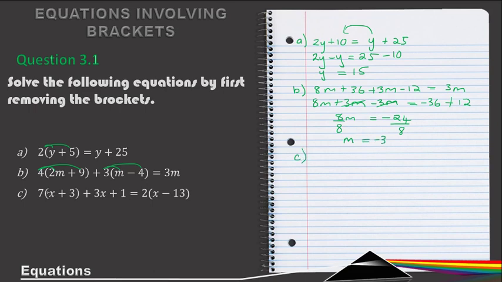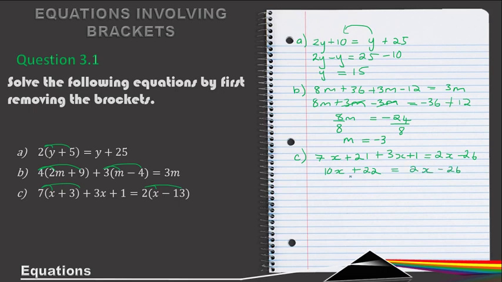C. So once again, multiply your brackets out before you do anything else. So that's 7x plus 21 plus 3x plus 1 equal to 2x minus 26. Okay. So let's just, for this one, add our like terms before we take anything over. So 7x plus 3x gives me 10x. 21 plus 1 gives me 22 equals 2x minus 26.